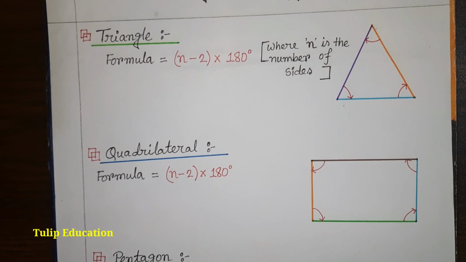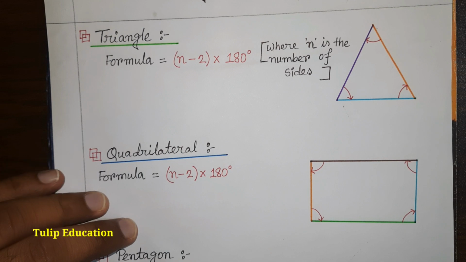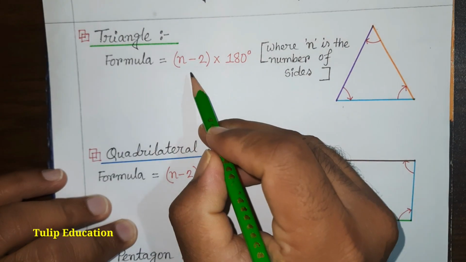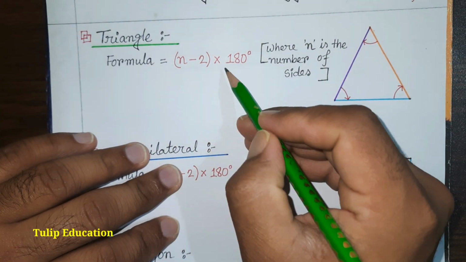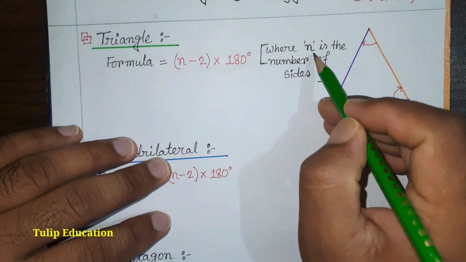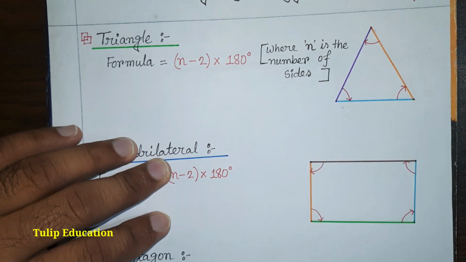Welcome to today's tutorial. Today we will learn how to find out the summation of interior angles of a polygon. So we can start from the triangle, and the formula for finding out the summation of interior angles is (n minus 2) multiplied with 180 degrees. Here n is the number of sides.